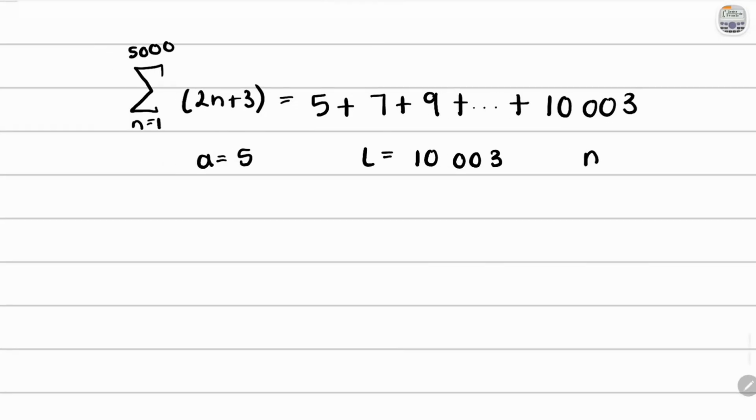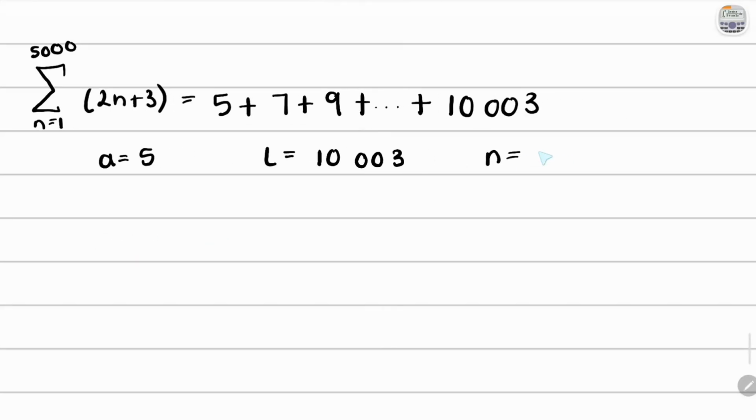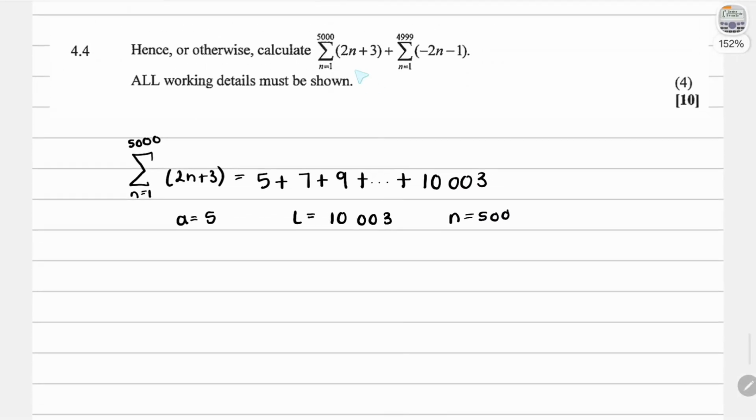So n, we can use this formula to find n, though in this case it's already obvious. So you can simply say the top number minus the bottom number and then plus 1. So in this case, you see that those will just cancel. So it really is 5,000 terms here. So n is equal to 5,000. So we have everything we need for the first series. And let's look at the second series now.